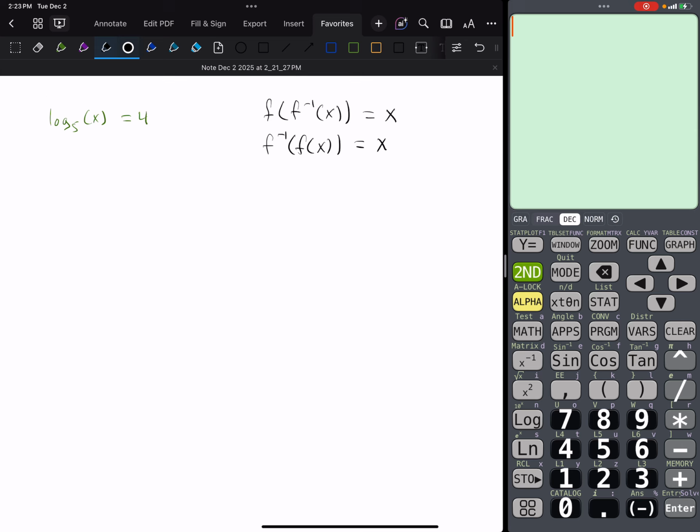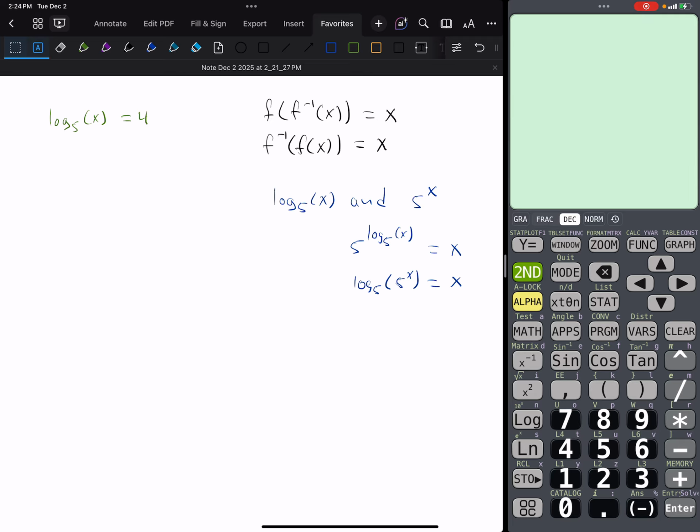Now, a logarithm and an exponential of the same base are inverses of each other. That means that log base 5 of x and 5 to the x are inverses of each other. And so that means that 5 to the log base 5 of x equals x, and log base 5 of 5 to the x is x. That's by the definition of inverse functions.